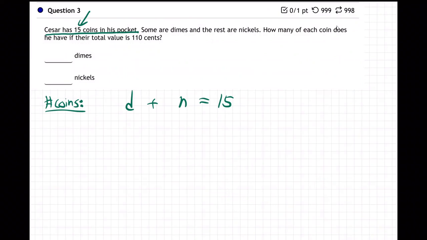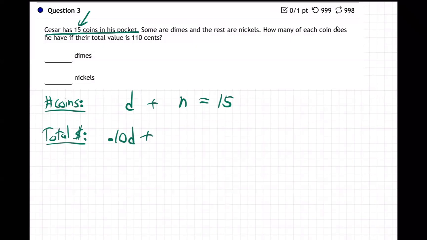Next equation is going to be total money, like what it's worth. So not just treating them as coins, but actually thinking about what they're worth. So the dimes are worth 10 cents each. So 0.10D plus, and the nickels are worth 5 cents each.